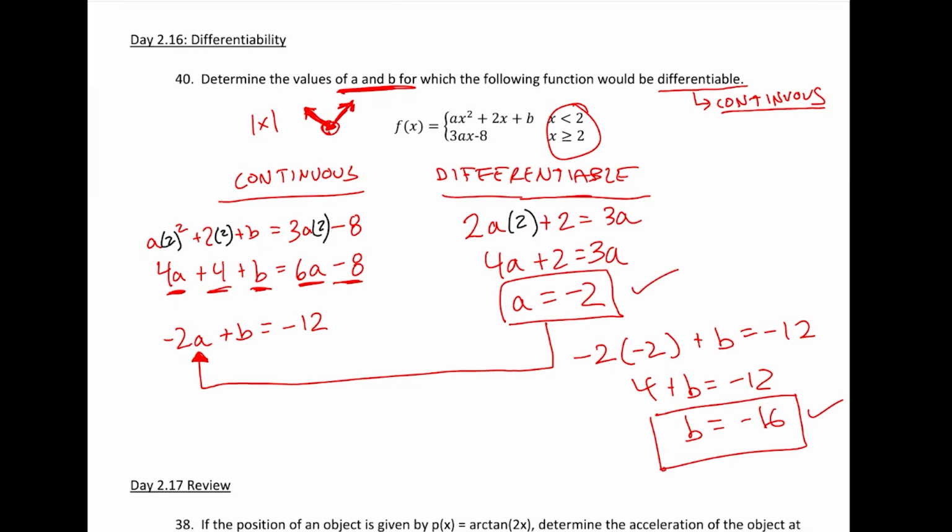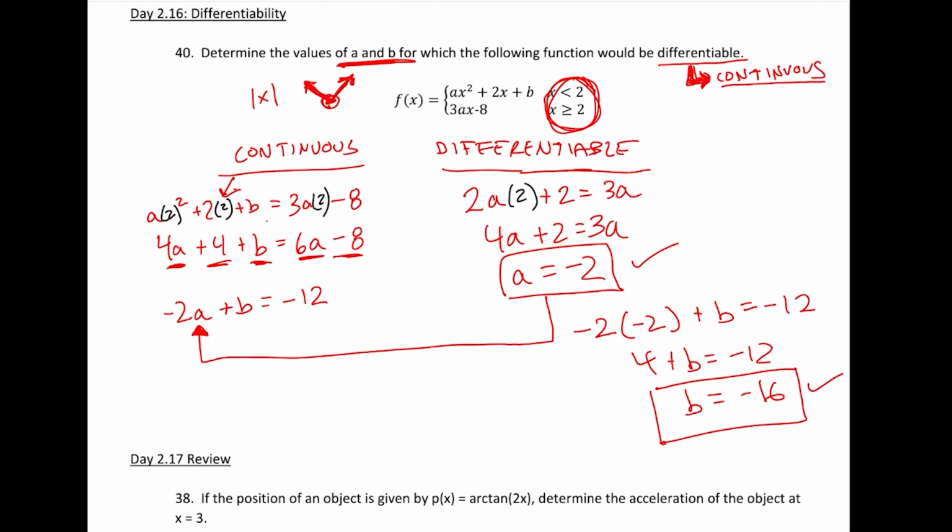Really just to reflect back on how we work through this, because it's differentiable, we can say it's continuous. Okay, and once that's established, we're going to make sure that the function's both continuous and differentiable at this particular x value. So to make sure it's continuous there, we set the two pieces equal to each other at that x value. And then to make sure it's differentiable at x equals 2, we set the derivatives equal to each other at that x value. From there, it's just a matter of solving for the parameters, the a and the b, the unknowns.